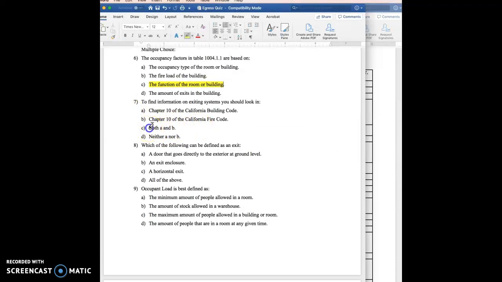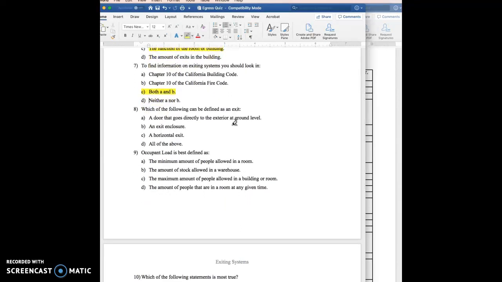Now, I said this in the lecture, and the book doesn't talk a lot about it, so hopefully you caught it. A few of you got this one wrong, but Chapter 10 in both the Building and Fire Code is one of the 2 chapters that's exactly the same. Chapter 9, which is Fire Protection Systems, and Chapter 10, which is Exiting Systems, are exactly the same in both the building code and the fire code. So we could go to either one to get our answers.